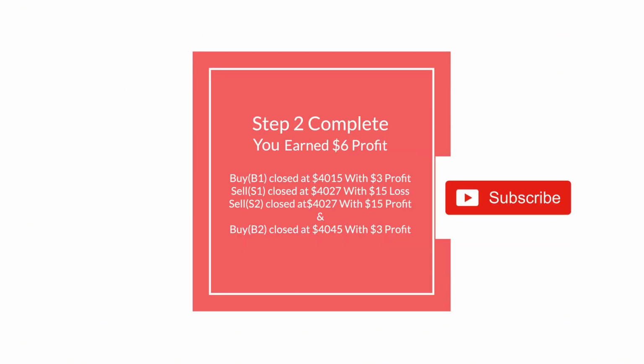In Scenario C, the market goes up and hits the take profit of the new buy position. Step 2 is now complete, and you earned a total of $6. How? Your first buy position closed at 40.15 with a $3 profit. Both sell positions closed at 40.27 with no profit and no loss. And finally, your new buy position closed at 40.45 with another $3 profit. Your net profit will be $6. There is only about a 20% chance that you will need to follow the Step 2 process, and in 80% of cases, the strategy completes in Step 1.